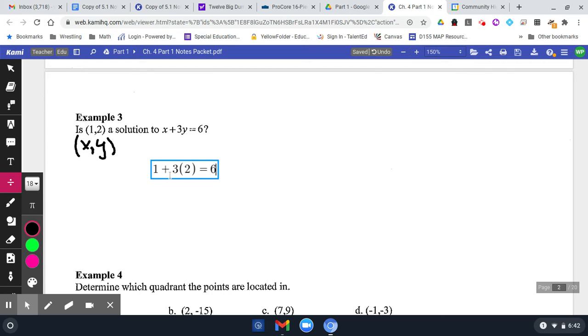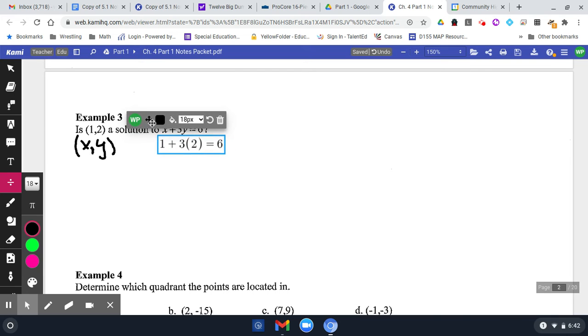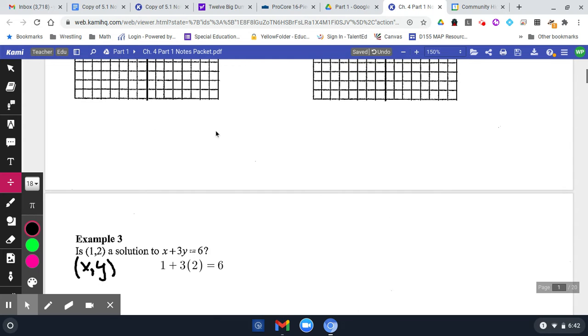Now, if it's a solution, it's going to be true. If it's not a solution, it's going to be false. So basically it's saying, is this point on the line? Because this would make a line at some point. We're going to talk about linear equations. That's going to create a line, and it wants to know, is this point on this line?